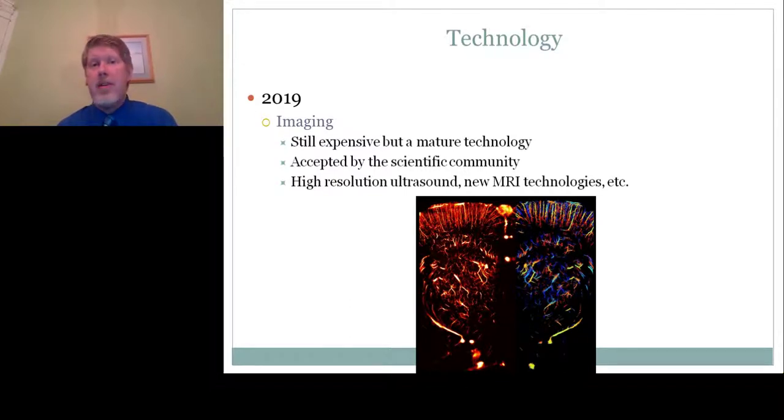And it's accepted by the scientific community. You had to do a lot of, if you will, selling back in the day to bring these through. Now it's accepted and it's understood, and there's information. And every time you do a study with them, you're not a pioneer. And there are new high-resolution ultrasounds, there are new MRI technologies, and so on.